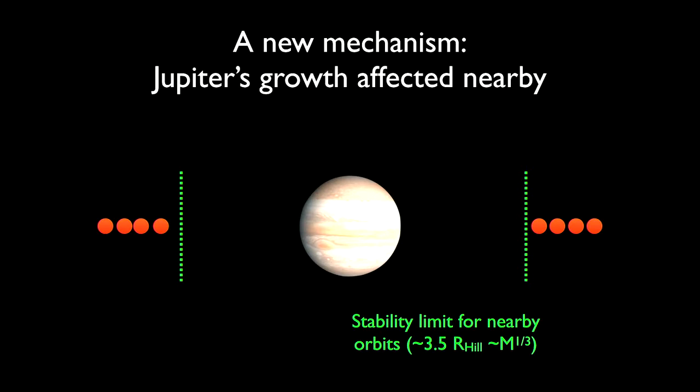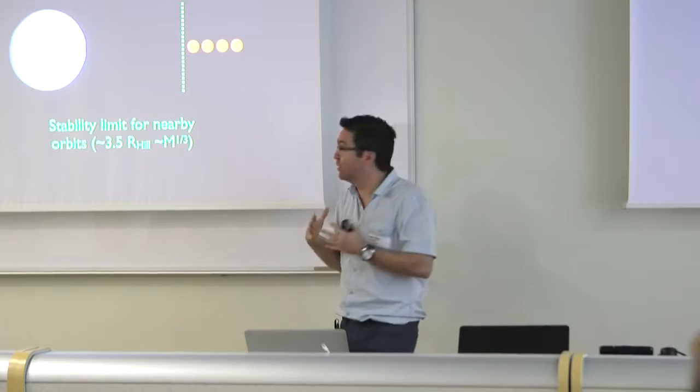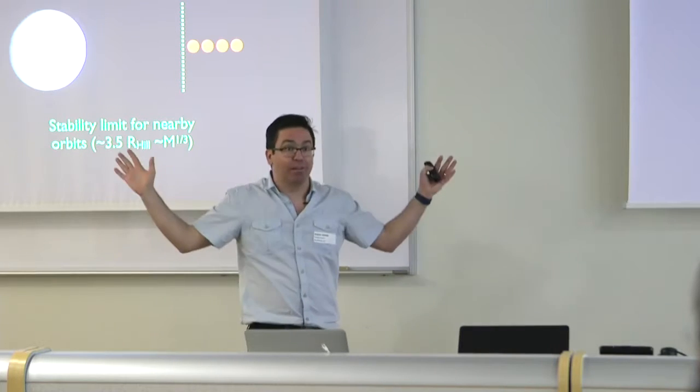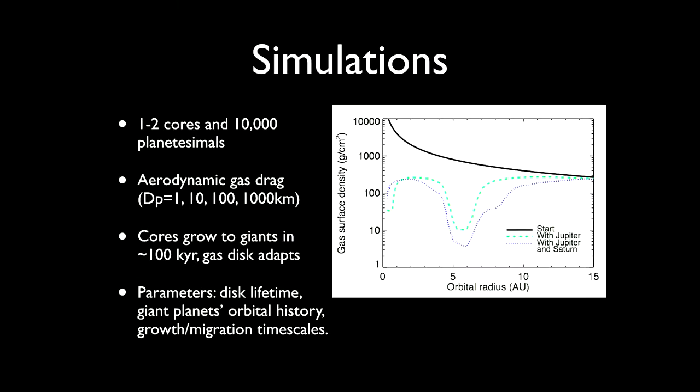So if you imagine that Jupiter was maybe a body that has a few Earth masses of solid and then starts to accrete gas to become a gas giant, planetesimals nearby should be disturbed and sent everywhere. We ran many simulations including this effect. We included 2 cores with a lot of planetesimals. We include gas drag. We make the giant planets grow. And we change a lot of parameters of the disk. I'm not going into the details, but I'm going to show the simulations, which make things much clearer.